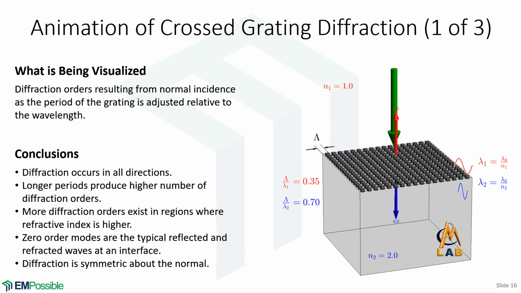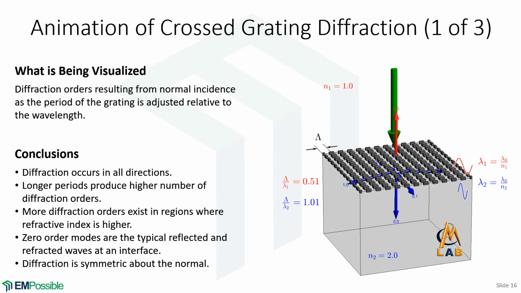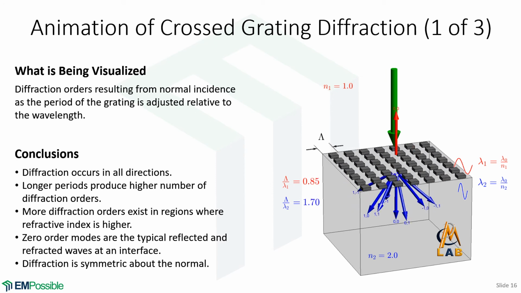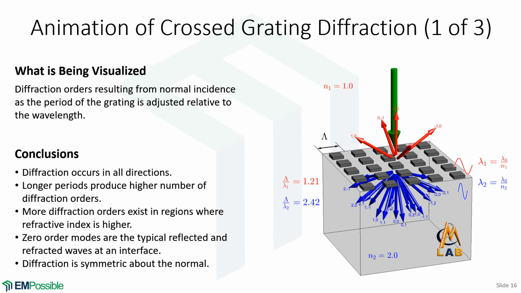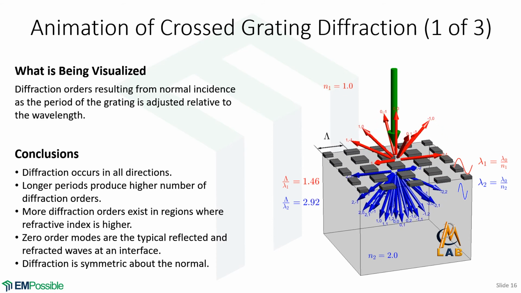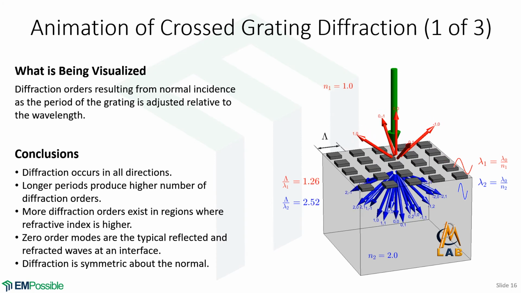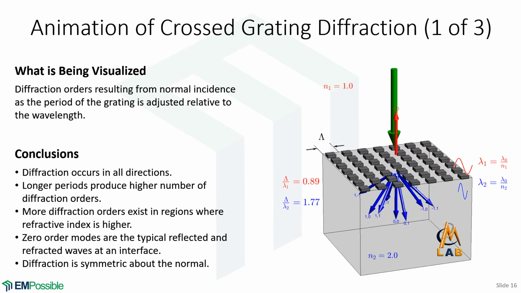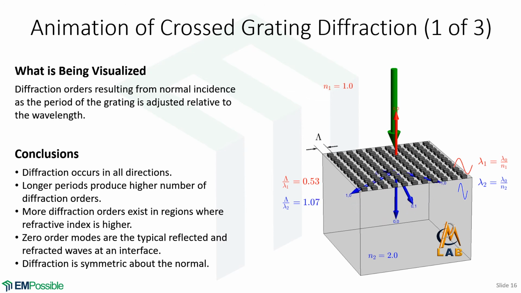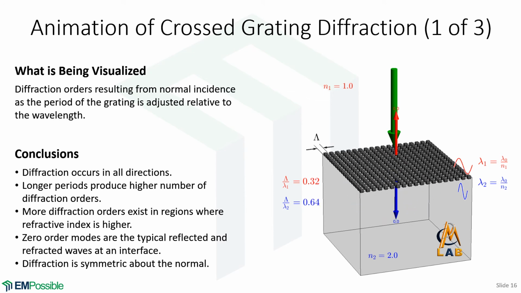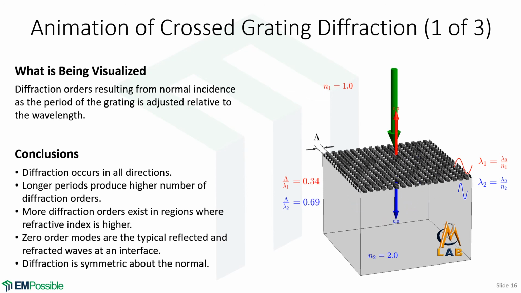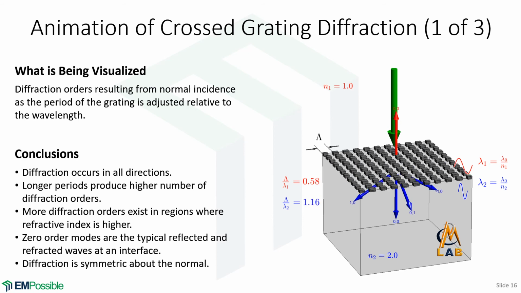Everything is still to scale here, the period of the grating relative to wavelengths and all that. So I think that's very useful. And a lot of the same conclusions can be drawn here. The longer the period of the grating, the more diffraction orders. The higher the refractive index, the more the diffraction orders. Now, because our applied wave and the grating itself has symmetry, all of the diffraction orders are also symmetric about the normal.